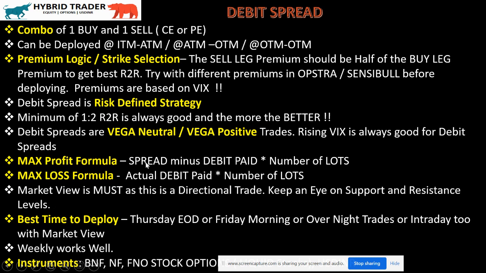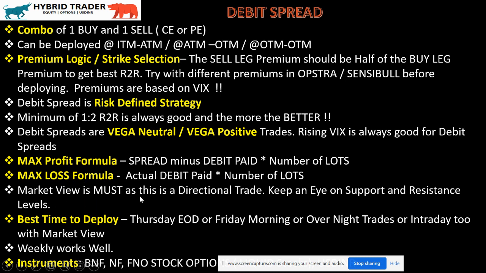All right, max profit we have seen: spread minus debit paid, into number of lots. Your maximum loss would be the actual debit paid. So whenever you pay 200 for your buy leg and you're selling for 100 premium, 200 minus 100, that would be your maximum loss.